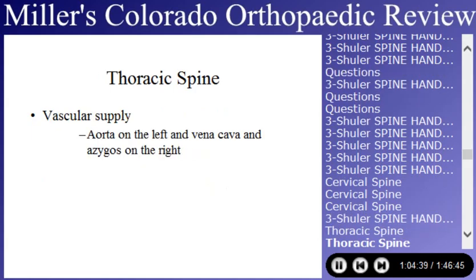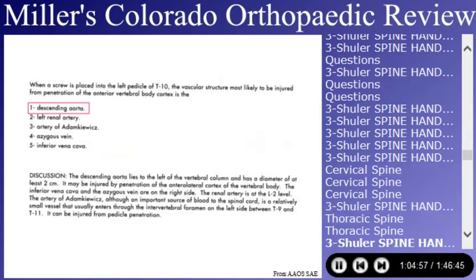Vascular supply: aorta on the left, vena cava and azygos on the right. They love the aorta. If you're placing a pedicle screw in the thoracic level around T10, T11, and you're going to go out the left side, what are you going to hit? What structure is right underneath the vertebral body? It's the aorta. Right here.